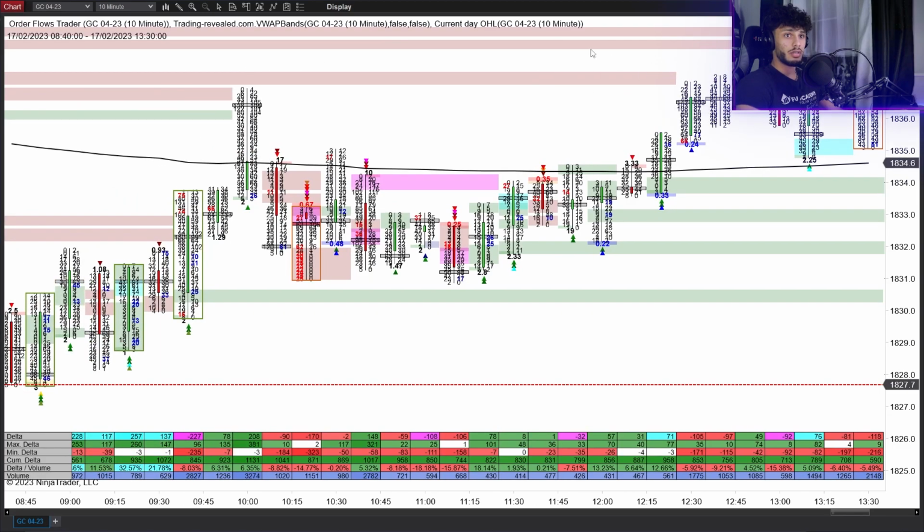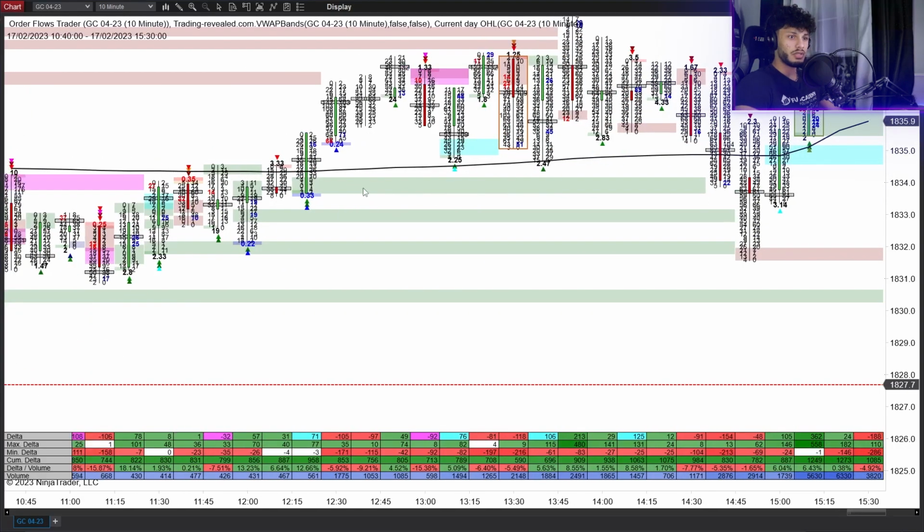My zone is up here, somewhere up here. Let's take a look at what price does. So 31, 71, minus 105, minus 97. This is a good sign, okay? As we are approaching the zone, the buyers are getting weaker and the sellers are stepping in.